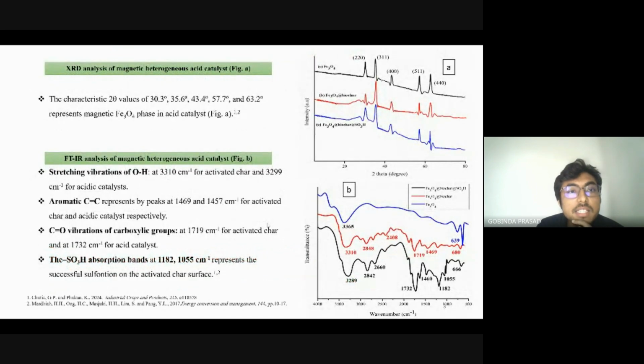The XRD analysis of the catalyst showed the presence of magnetic iron oxide on the catalyst surface at different 2 theta values. Similarly, the FTIR analysis of the magnetic heterogeneous catalyst was conducted. It also shows the presence of sulfonic acid absorption bands at 1182 and 1055 centimeter inverse, which represent successful sulfonation on the activated biomass surface, as shown in the black graph over the FTIR spectrum.